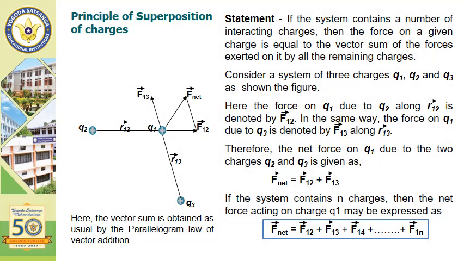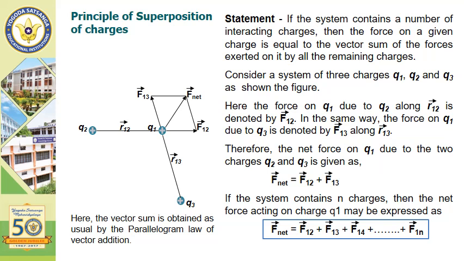Let us discuss this statement first. If the system contains a number of interacting charges, then the force on a given charge is equal to the vector sum of the forces exerted on it by all the remaining charges. In the diagram you can see I have taken three charges, namely Q1, Q2 and Q3, and these are making a system.